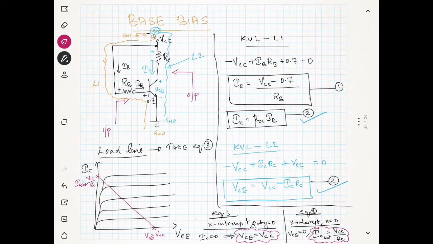So the load line will be like this. This is how to draw the load line. Now we will do a problem based on this.